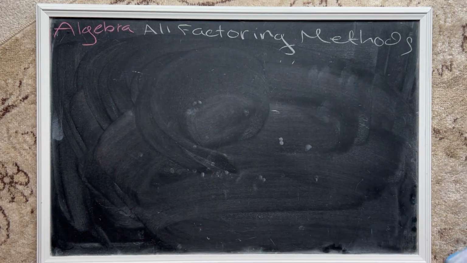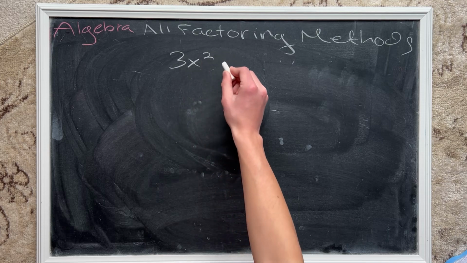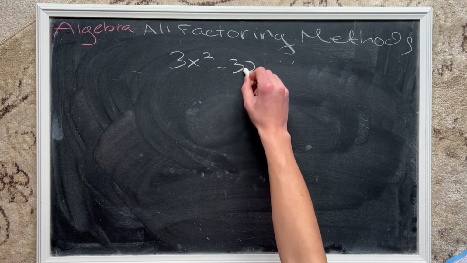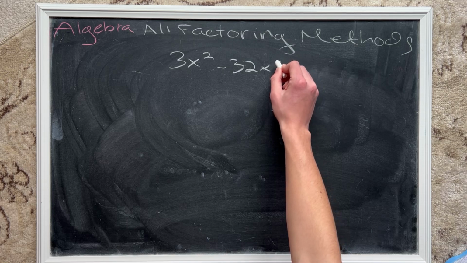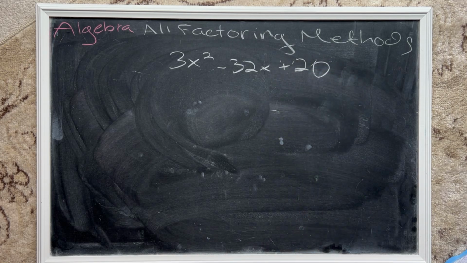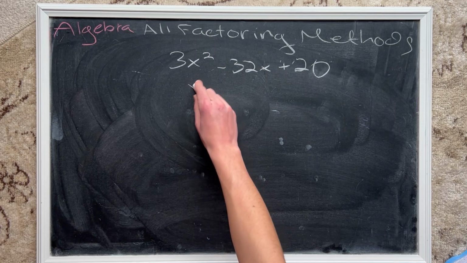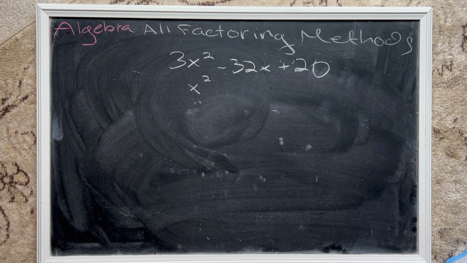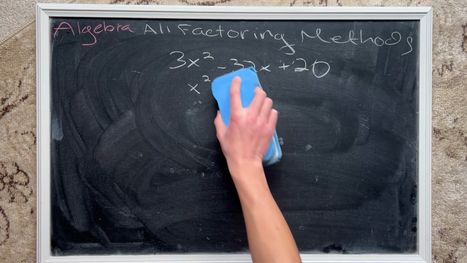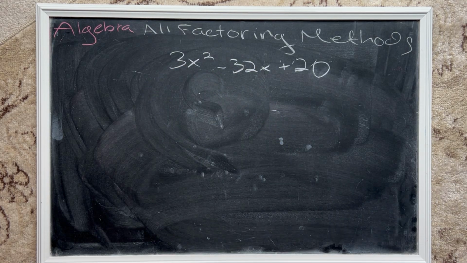Next, I will show you what to do if that first term isn't equal to 1. So let's take the expression 3x squared minus 32x plus 20. So now we could try to do that same method, but that would be like we're factoring x squared minus 32x plus 20, because we didn't consider that first number, that 3, because that last method assumes that that is a 1. So now we have to do a little workaround.